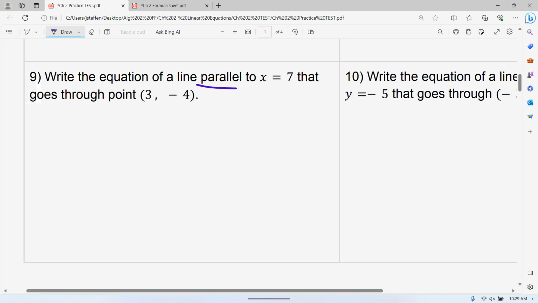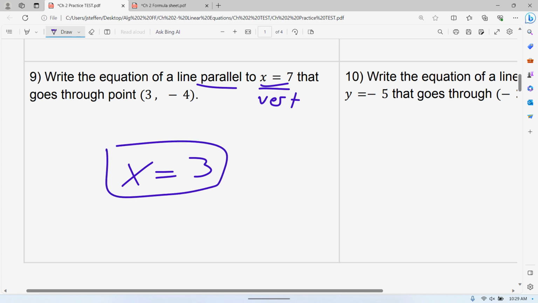Parallel to x is equal to 7, that goes through this point. So x is equal to 7 is a vertical line. So if it's parallel, we want another vertical line. So x is equal to 3. Now, again, one way to remember that, I guess the first thing to realize is this is a vertical line. It's not just any other normal line. So we will do problems later where you'll have like y is equal to 2x plus 4. That's done differently because this one is vertical.